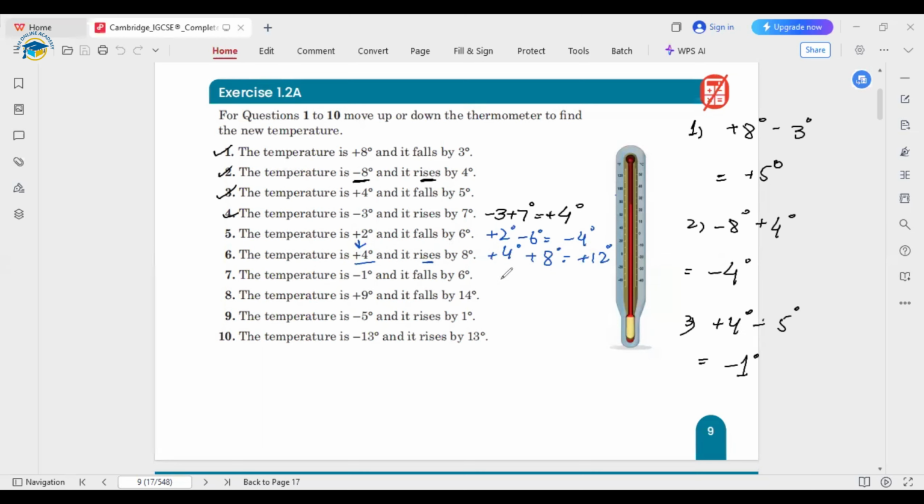Next is negative 1 degrees, the temperature, and it falls by 6 degrees. As it falls by 6 degrees, we need to use the negative sign again. So negative negative would be positive, but the sign that we are going to use would be negative. So 6 and 1 would be negative 7 degrees. Similarly, you can try some of the questions that are related to the temperature either falling or rising. Okay, so next we are going to move on.